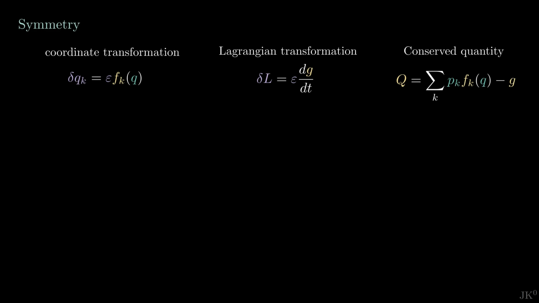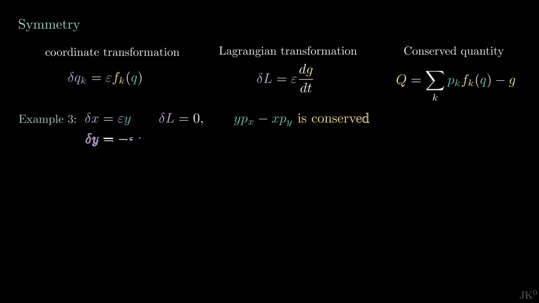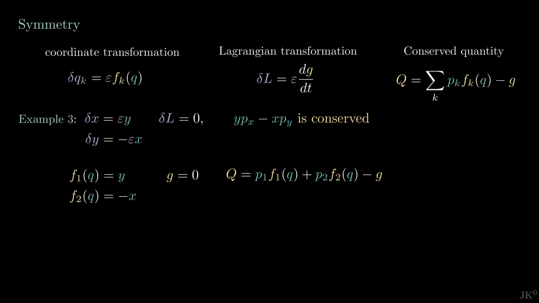The third example was Kepler's problem. We found that under this infinitesimal rotation, the Lagrangian remained invariant and the conserved quantity was this less trivial combination. From the transformation, we find the functions f1 and f2, and again g equals 0. Q becomes this combination, which reduces exactly to the conserved quantity, which is, up to a sign, the z coordinate of angular momentum. We conclude that the z component of angular momentum is conserved due to the invariance of the system under rotations in the xy plane.